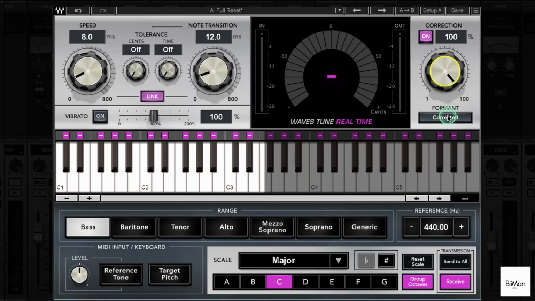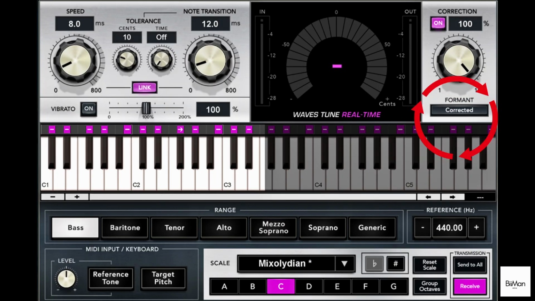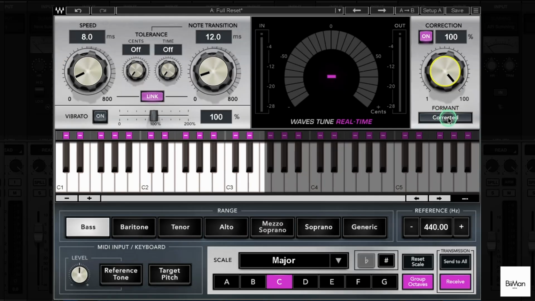After that, we have the formant control. How this formant control works is, on default it is corrected. When it's corrected, it actually preserves the natural timbre of the voice. By preserving the natural timbre of the voice, it helps you avoid this chipmunk effect when correcting to higher pitches and higher octaves. We are going to leave it at corrected, guys, because that is how we want it on these vocals, and you should always leave it at corrected, except you want to achieve that chipmunk effect.